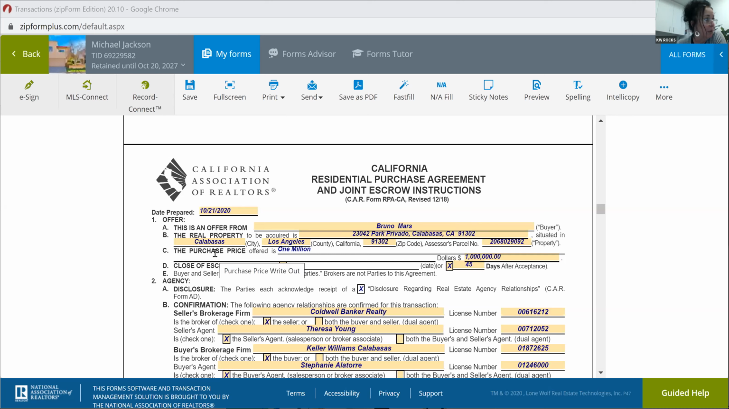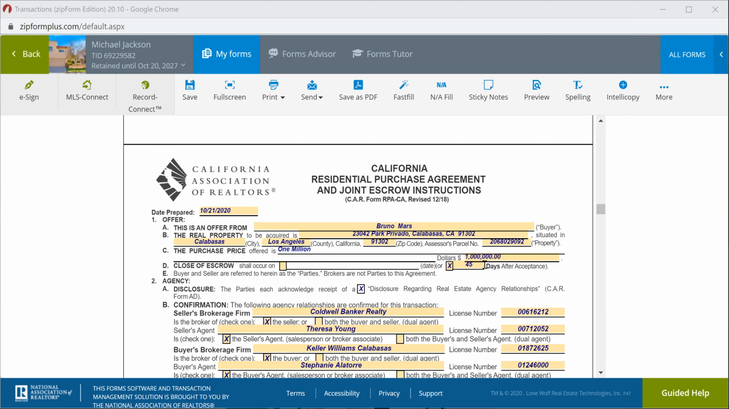So we always put whatever town it is in, the city, the zip code, and then most of the time I see people not putting the parcel number in. You have to put that parcel number in. So that doesn't automatically populate? It automatically populates if you add the listing in your zip forms. So when you're creating the transaction, I always recommend doing the MLS Connect, then it will auto populate. But if you're not doing the MLS Connect, then it's left blank, and then you have to manually put it in. Does that make sense? Yes.